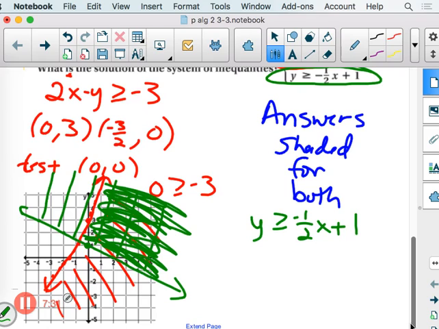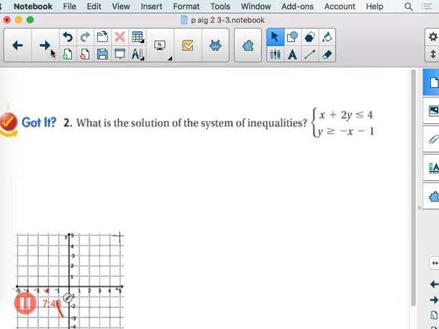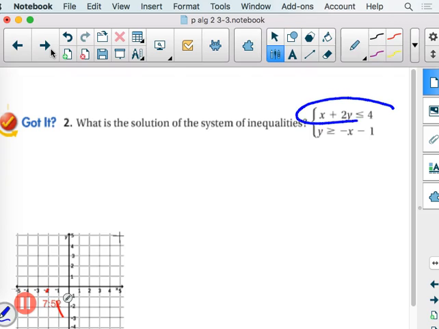There it is. Like I said, no real new learning, but just trying to pay attention to where is the double shading, or if we're graphing 3 of them, where's the triple shading, all that good stuff. So far, so good? All right, let's try another one. I'm going to color code this one. I'll use blue for the top one.